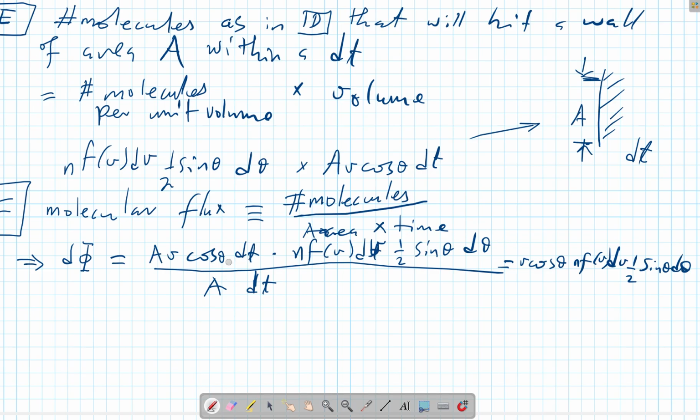And then one can integrate all of these d phi over d theta and dv. From there we compute the molecular flux phi. We have seen that this is 1 over 4 times the number density times the average speed of the molecules, right? From this we moved on to point G.